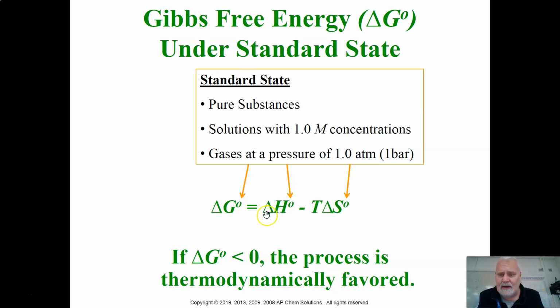Now, when we write this equation, just like what we saw with delta H, oftentimes you'll see these little superscripted zeros. That means standard state, 1.0 molar concentrations, and then the gases are at a pressure of 1.0 atmospheres, or 1 bar, roughly. Okay? So that is why they have those little zeros in the equation. Oftentimes you'll see it written like that.